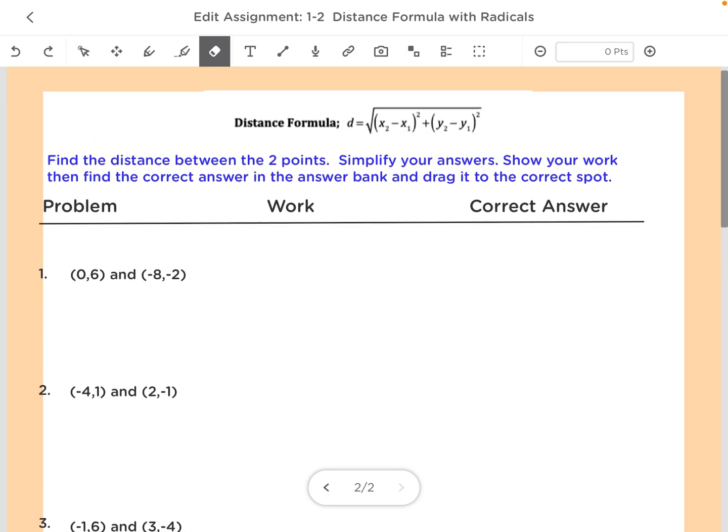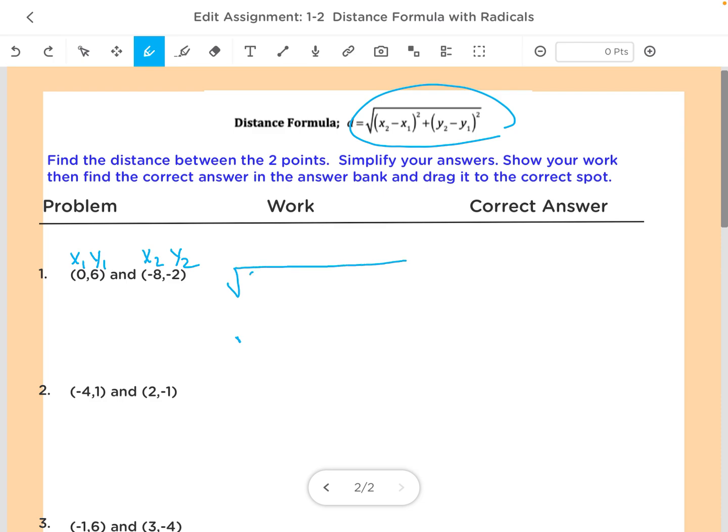Okay, I'm going to start by labeling my points. So this is x1, y1, x2, y2. And notice that I do have the formula up at the top here for you. So I'm going to go ahead and plug this into my formula.